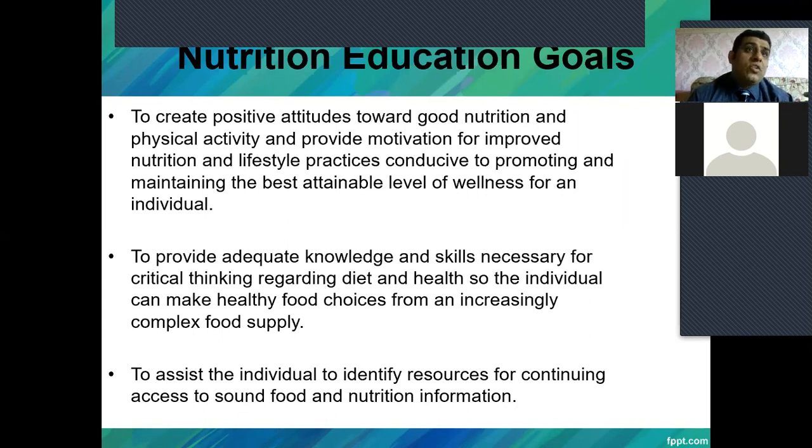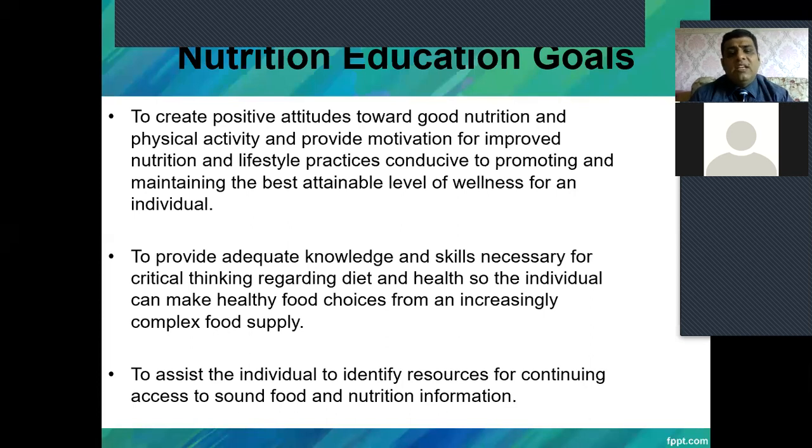If the patient has a complication and diabetes mellitus is not under control, and someone offers sweet food, the patient will not take it, because they know that sweet food will increase their blood glucose level. In this way, we develop proper critical thinking in the patient.